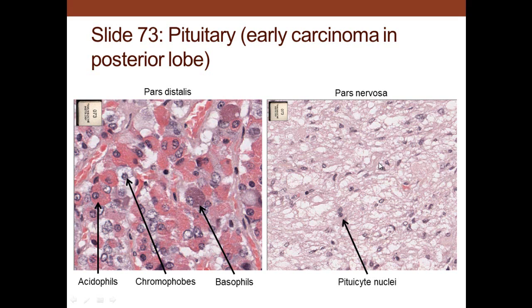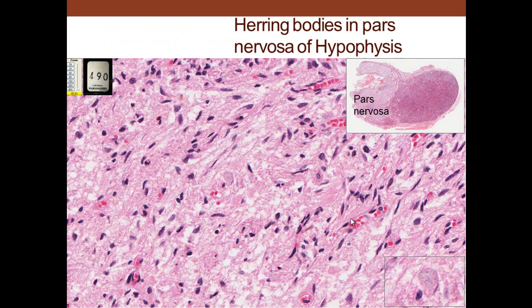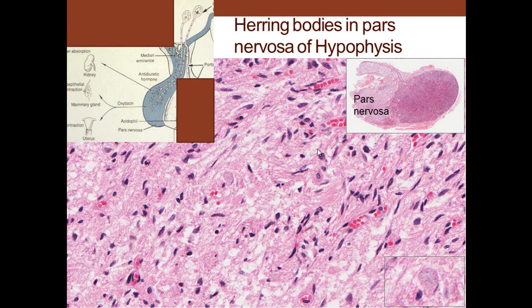Now in the pars nervosa, we have the pituicytes, which are support cells in through there. They're not the axons. They interact with the axons coming down from the hypothalamus. And here we can see the pars nervosa is what we're talking about right now. And if you look at it, you can see the neurons are up in the hypothalamus. They come down in through there and they store their hormones, oxytocin and antidiuretic hormone.